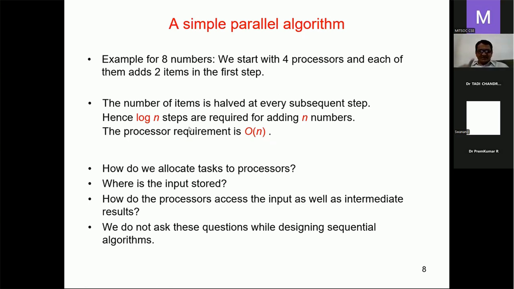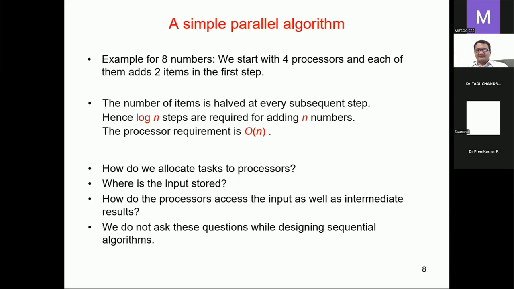Very good. So again I come back to my same point: how many steps are required? Log n steps are required. How many processors are required? N by 2, yes or no? In computer science, n by 2 means 1 by 2 into n. We neglect the constant, so finally the processor requirement is n. Is it clear? Fine.